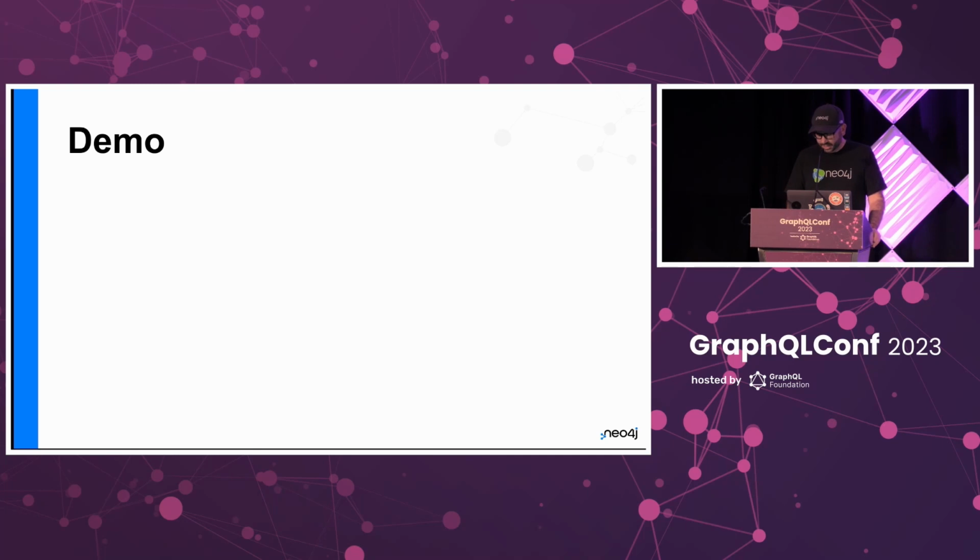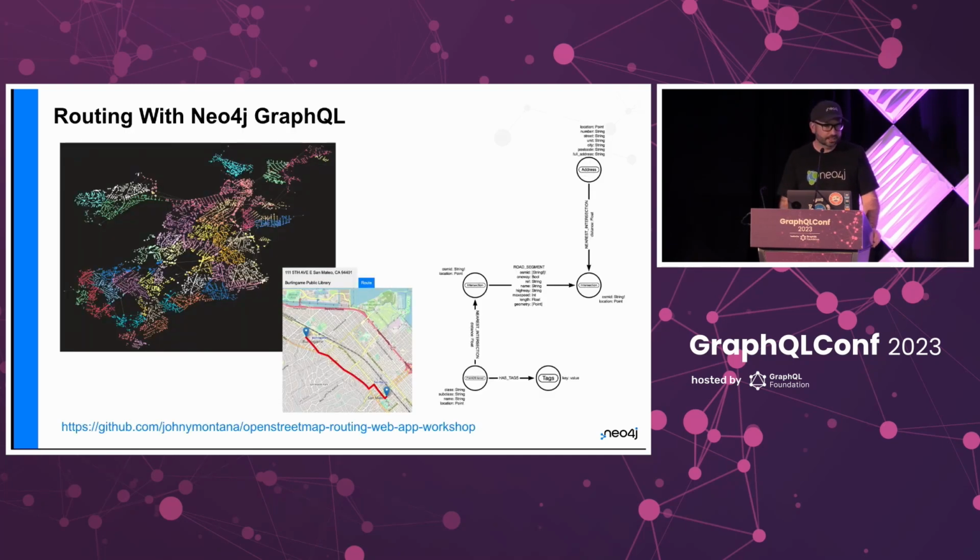Okay, cool. So that was a lot of slides. Maybe let's look at a little bit of a demo here to see this in action. A while ago, I put together a workshop on building a routing app with Neo4j. There wasn't anything specific about GraphQL in this, but this is the data set we're going to start with. This data comes from OpenStreetMap. I think I pulled in San Mateo County from OpenStreetMap, and we have essentially an intersection-to-intersection street routing graph, which is this piece here.